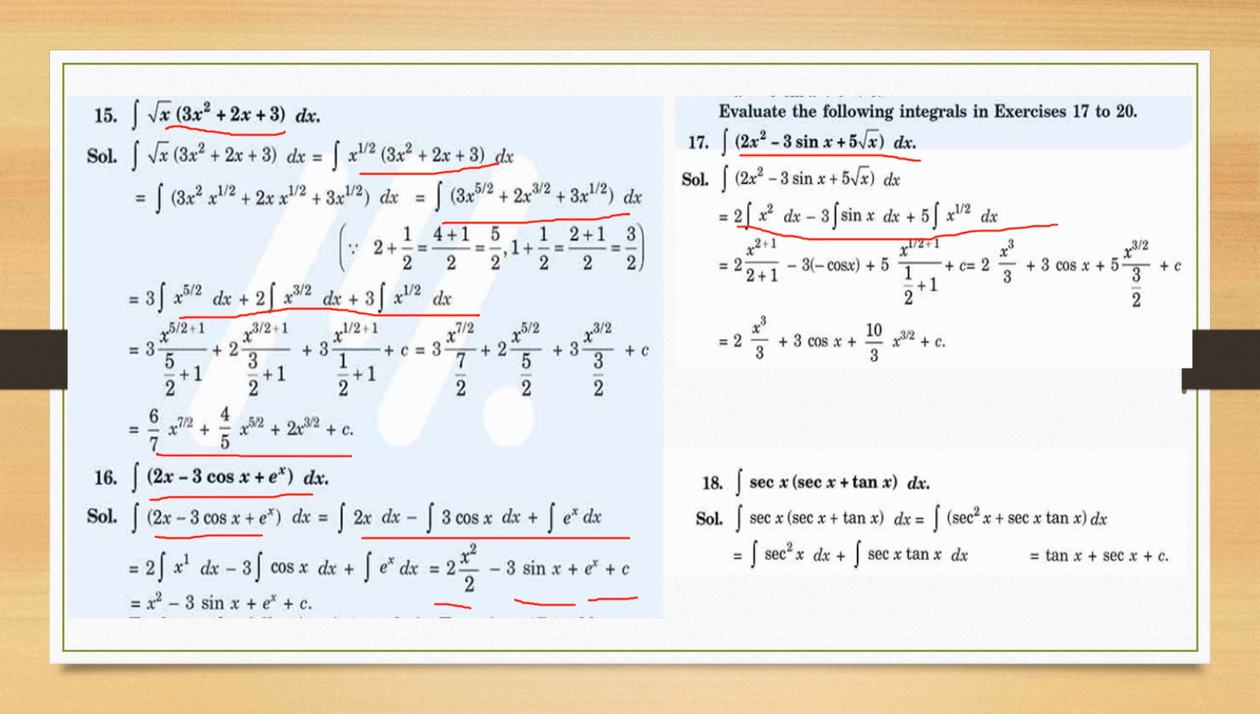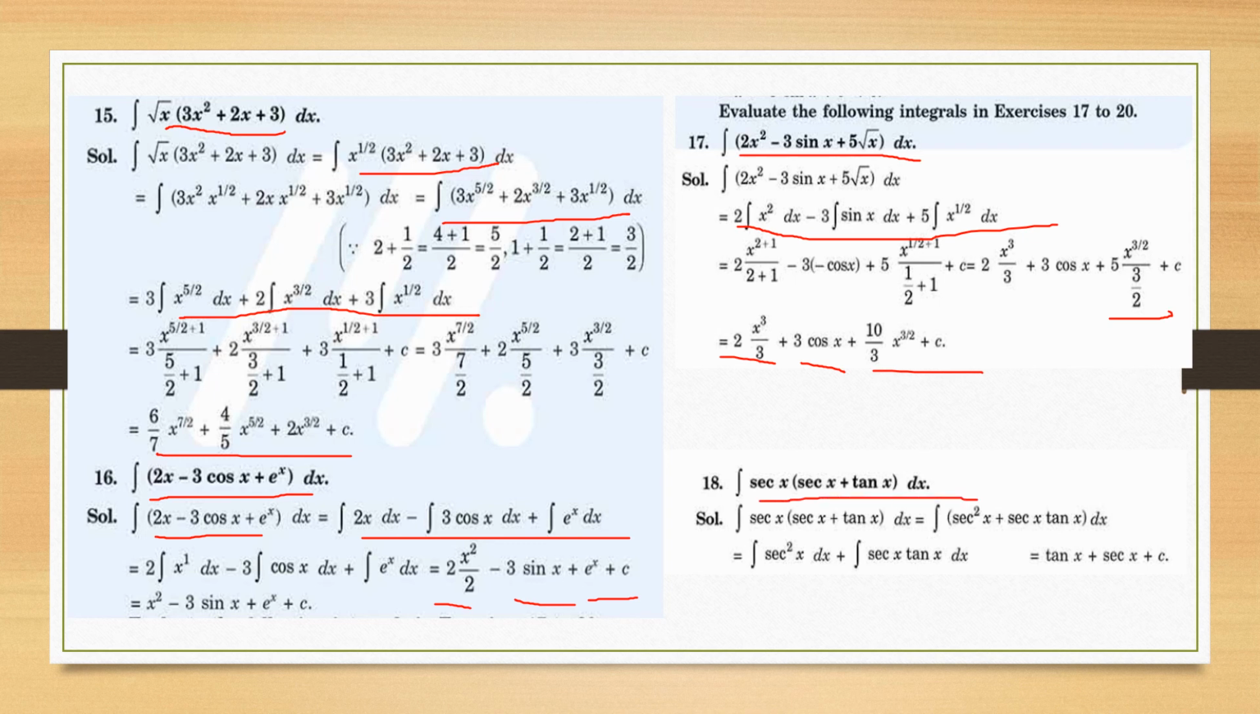This is again simple to integrate, like separate all of them. It will be like 2x cube by 3. It is minus 3 sin x. So integral of sin is minus cos. So it will be plus 3 cos x, and it is 5 into x raised to power half plus 1 upon half plus 1, and arrange it to get this answer.